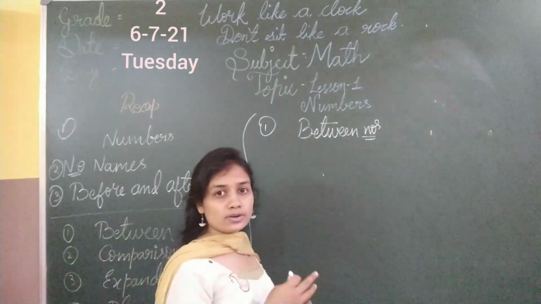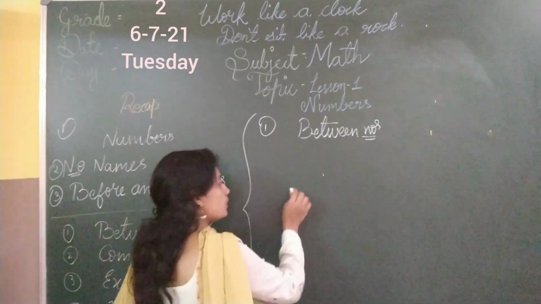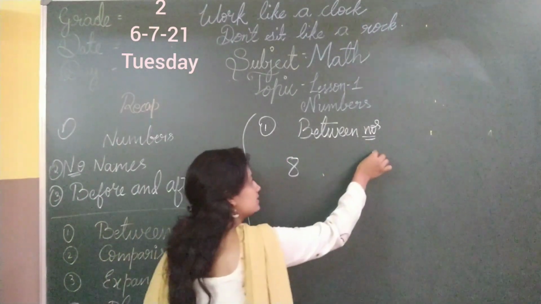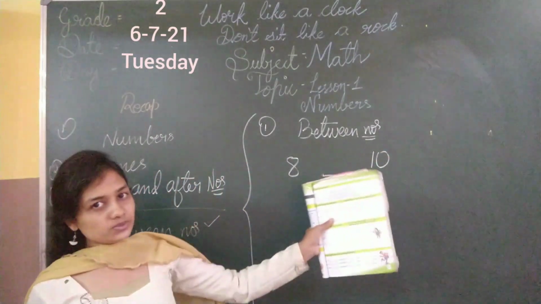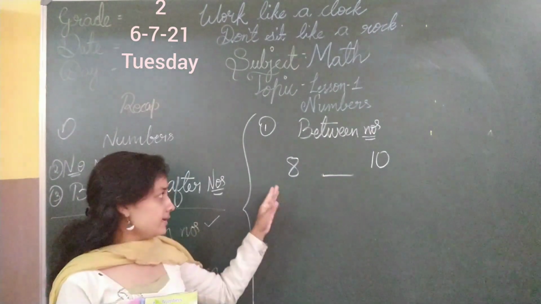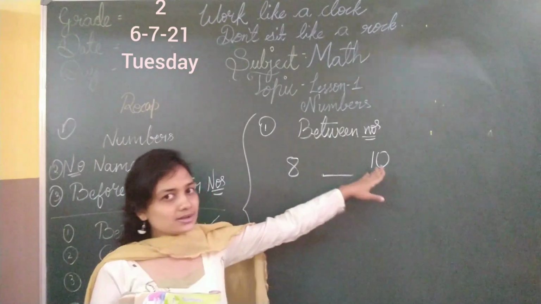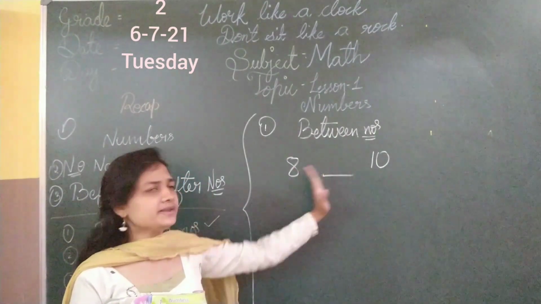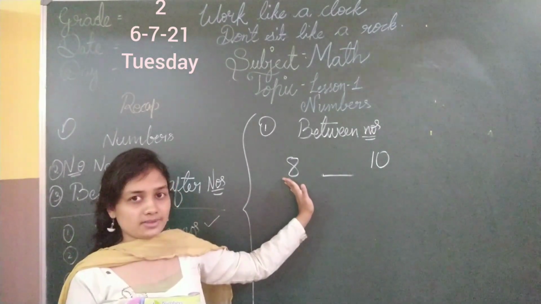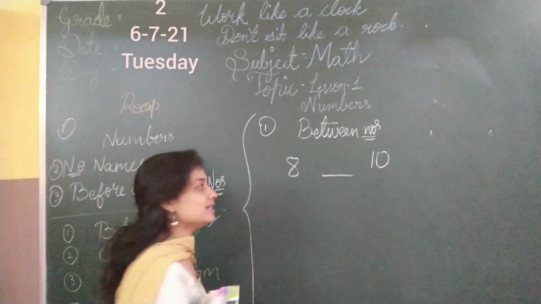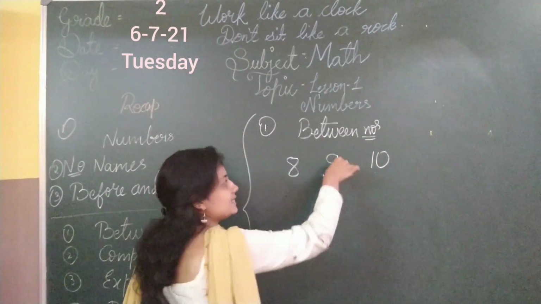Do you understand what we mean by between? Between means in the center. So in a question you have two numbers like this and a blank in between these two numbers. What is this number here? It's 8 and this is 10. Am I right? So what comes in between 8 and 10? After 8, what comes? Yes, 9. So the number which comes in between 8 and 10 is 9.